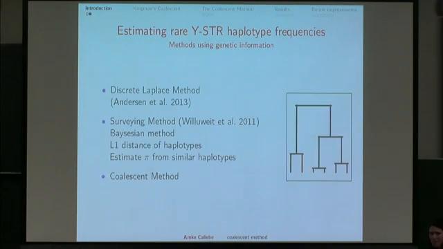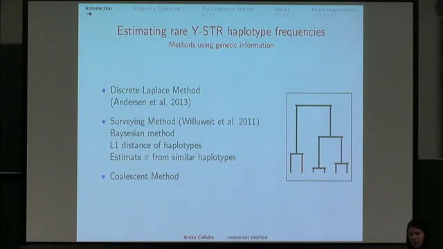Okay, and then we have the second set of methods. So these take into account genetic information. So it does take the special shape of the haplotype into account. Yeah, so you just heard about the discrete Laplace method of Mikkel, so I don't have to say anything about it. So another method which is quite old now, so that is one of the more recent publications.